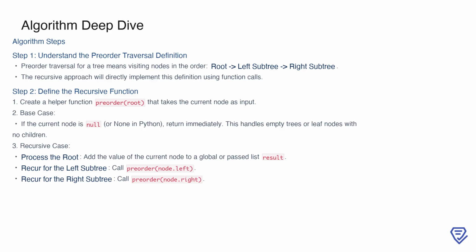Now, the function needs to handle two cases. First, the base case: if the current node is null, we simply return. This ensures that we handle empty trees or nodes without children gracefully. Second, the recursive case: we process the root node by adding its value to our result list, and then we recursively call the preorder function for the left subtree followed by the right subtree. These steps ensure that each node is visited in the correct order as defined by the traversal logic.